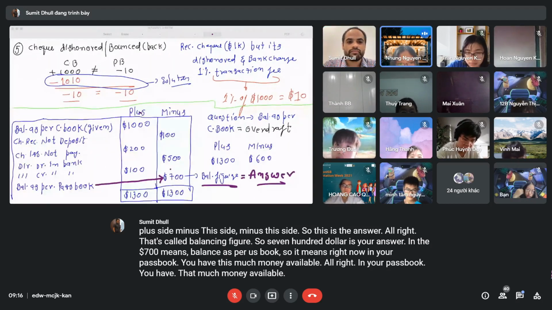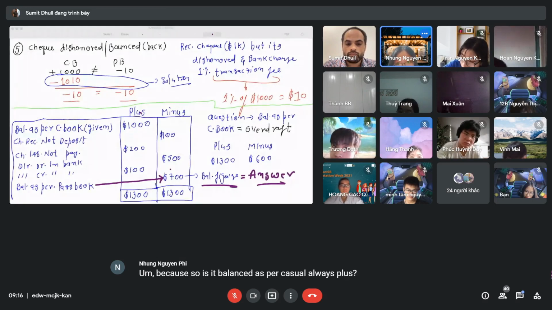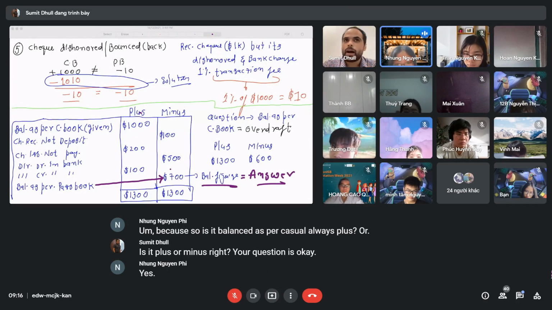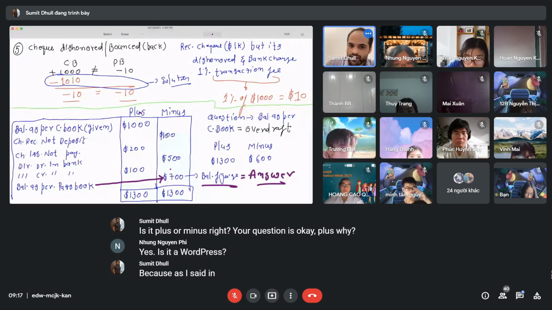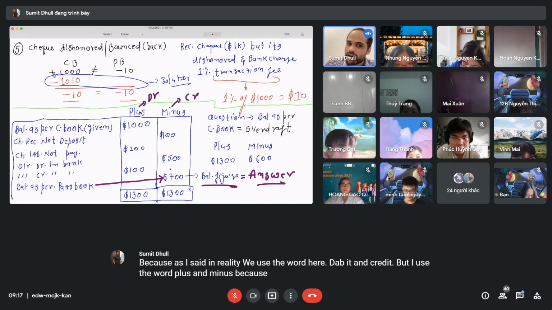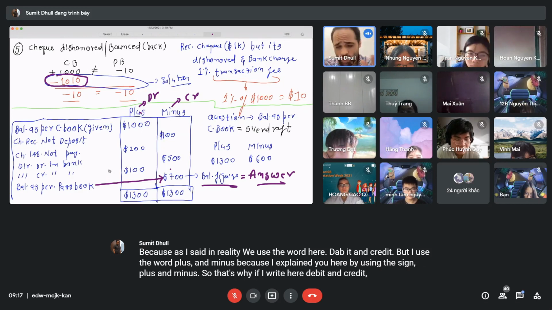Teacher, is balance as per passbook always plus, or is it plus or minus? Your question is, is it always plus? Plus. Why? Because as I said, in reality we use the words debit and credit. But I use the words plus and minus because I explained using the signs plus and minus. So if I write debit and credit here, you will be confused.